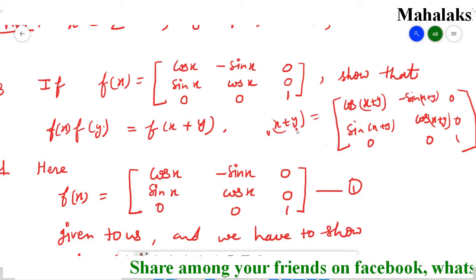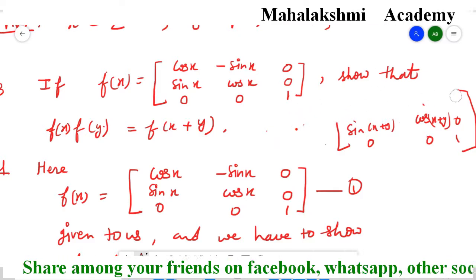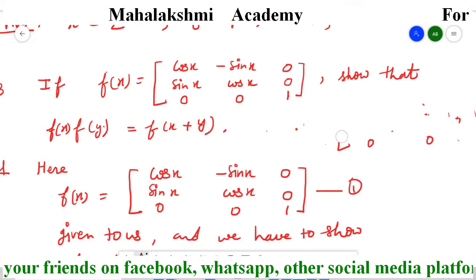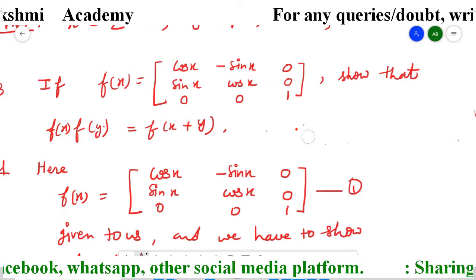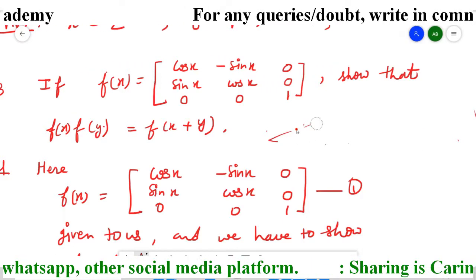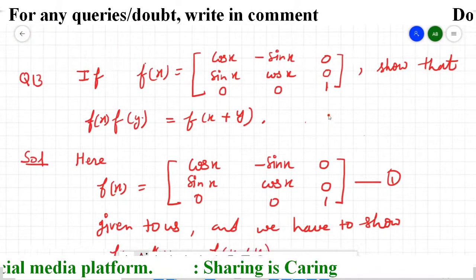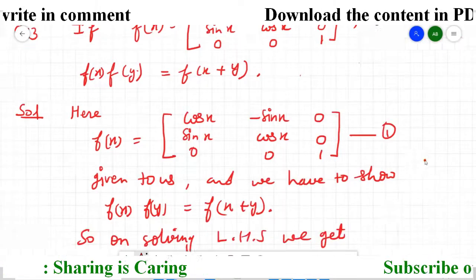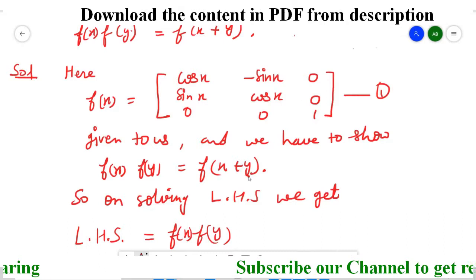I just tried to explain what the meaning of x plus y is. Simply, the x will be replaced by x plus y, and if we want fy, then x we have to replace by y. So I hope it's clear to you. Now we'll start the actual solution. Here fx is given to us, and we have to show fx multiplied by fy is equal to f of x plus y.